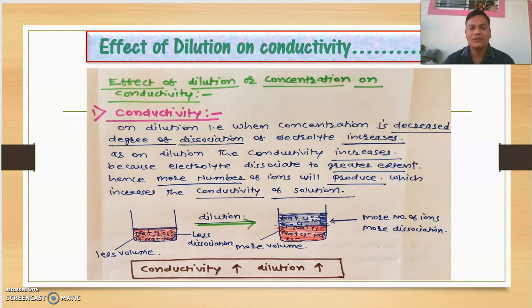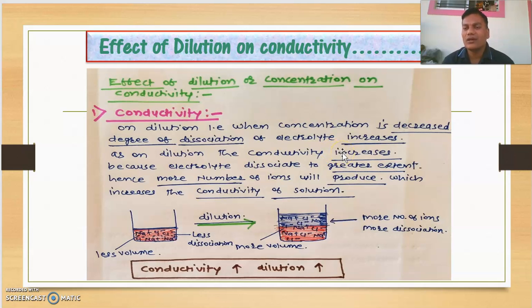Now look here, there is one diagram which I have shown here. On dilution, that is when concentration is decreased. जेव्हा आपण डायल्युशन करतो म्हणजेच आपण एखाद्या कॉन्सन्ट्रेटेड सोल्युशन मध्ये पाणी ऍड करतो, सॉल्व्हंट ऍड करतो, त्यावेळेस ते डायल्यूट होतं, म्हणजेच त्याचं कॉन्सन्ट्रेशन कमी होतं. सो नाव डिग्री ऑफ डिसोसिएशन ऑफ इलेक्ट्रोलाइट इज इन्क्रीज्ड.